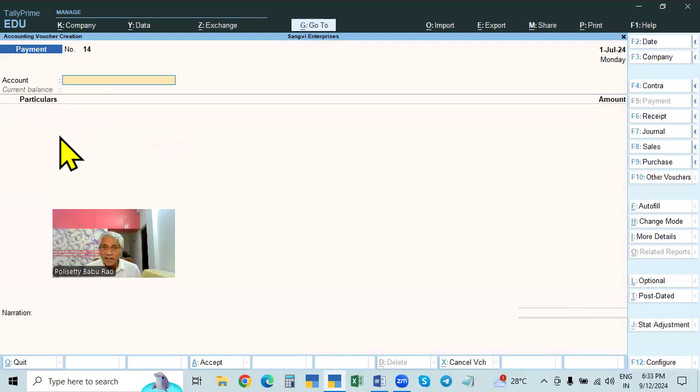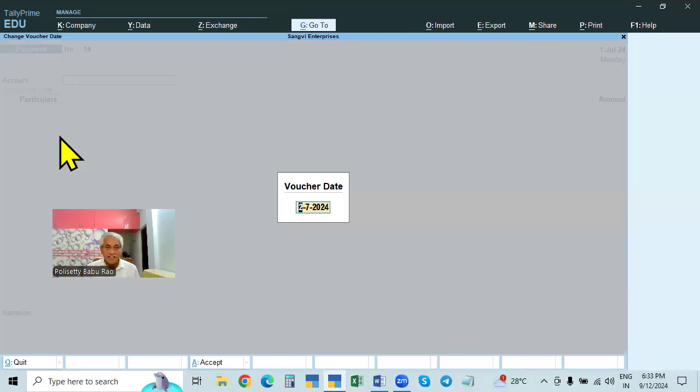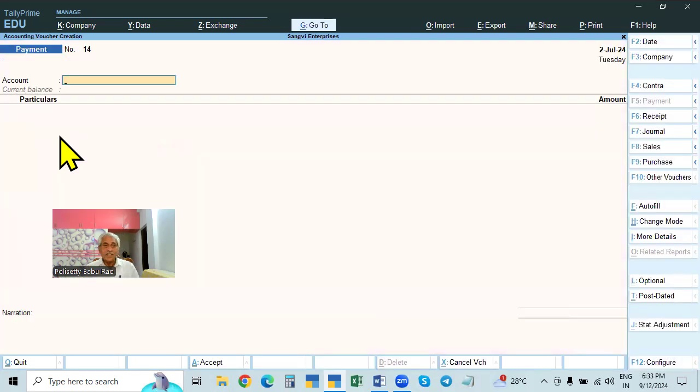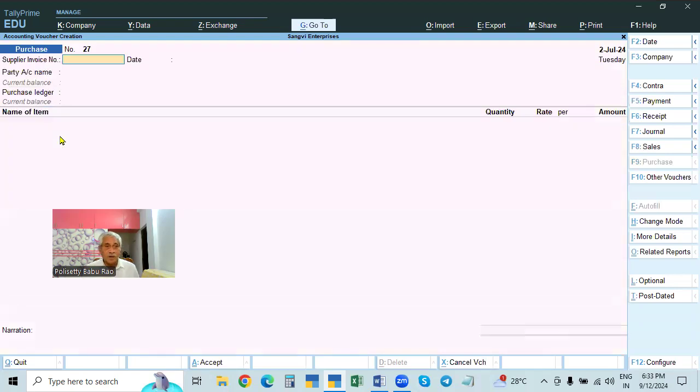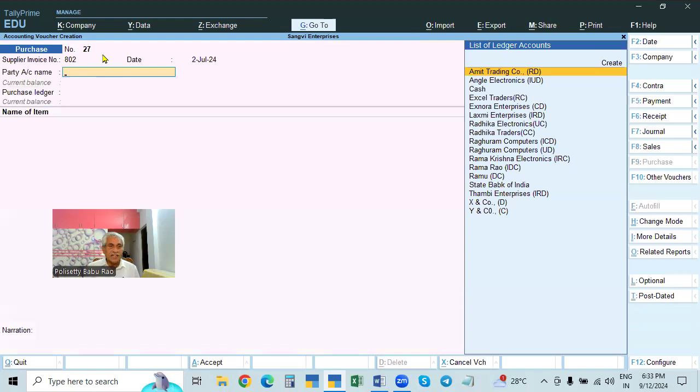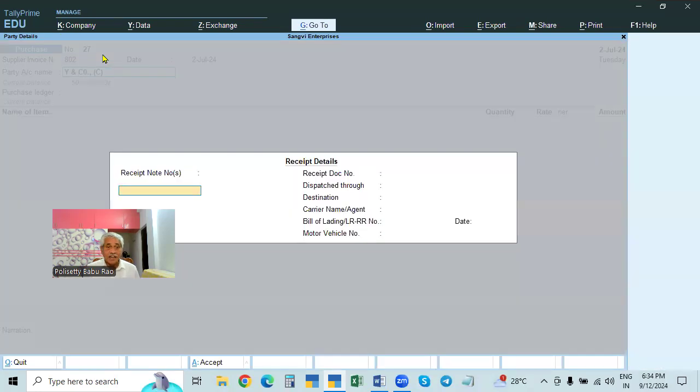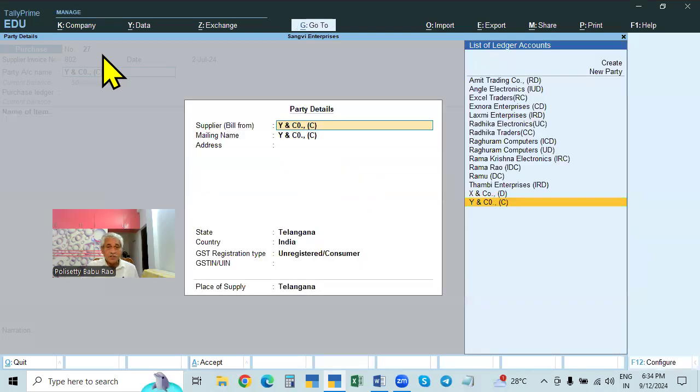Okay. And on 2nd July, he sent the goods to us along with invoice. Now we are getting the goods and we have to make the purchase entry. So F9, go to purchases. So the purchases, 2nd July. And here we have to enter the supplier invoice number 802, for example. And here, what is the name of the party? We are purchasing from Y and Co, creditor. Accept.